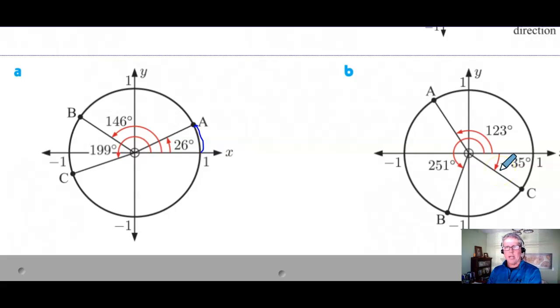All right. So right now you should be able to, on a unit circle, show me a 30-degree angle. Show me a 45-degree angle. Show me a 90-degree angle. All right.